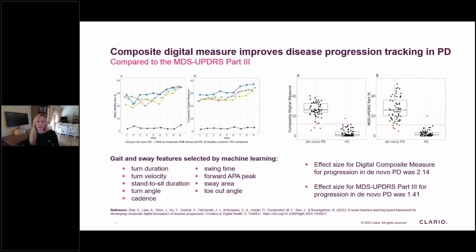All right, and then another fantastic study came out, another one with a composite digital measure, right? The MDS UPDRS is a giant composite measure, but we know it's subjective in nature, right? It's the clinician, it's the patient, and so there's going to be some natural inherent variability in that. But by creating a composite score with the data that comes off of these wearable sensors, what we see is a similar, in this case, a similar track of progression, but reduced variability. And so the effect size for the digital composite score was 2.14, whereas the MDS UPDRS Part 3 was 1.41.